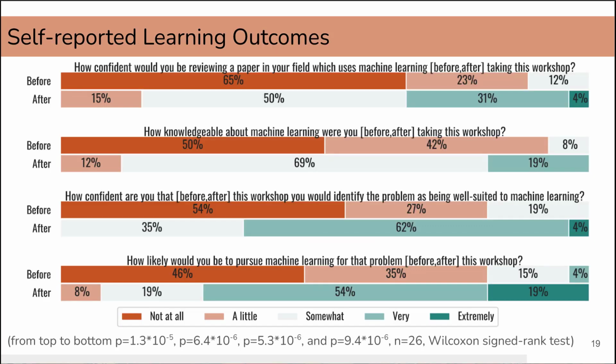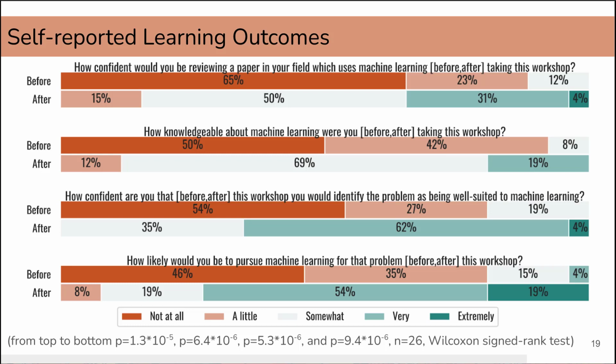Now in looking at these self-reported learning outcomes and really focusing more again on this affective or belief type domain, we found really great results. Participants had large improvements, or really consistent improvements, to their confidence in machine learning, to how knowledgeable they felt, and most importantly, they felt that when presented with a problem well suited to machine learning, they would be able to identify it and they'd be very interested in pursuing machine learning for that problem. So we were really happy to see these self-reported improvements.